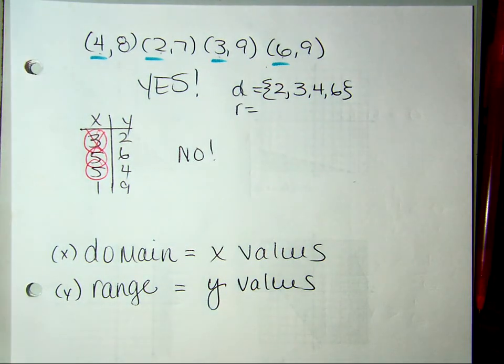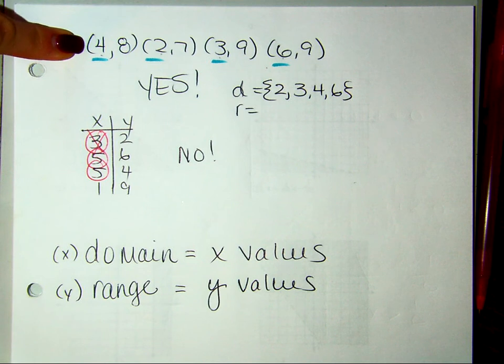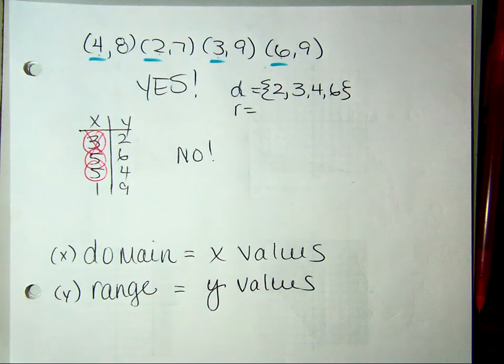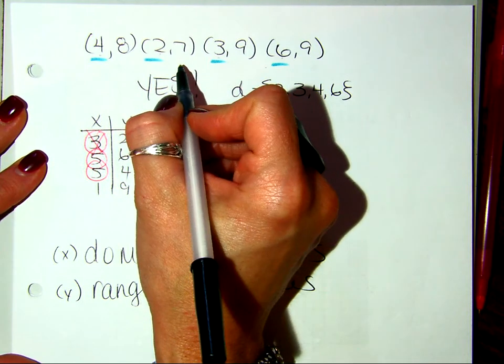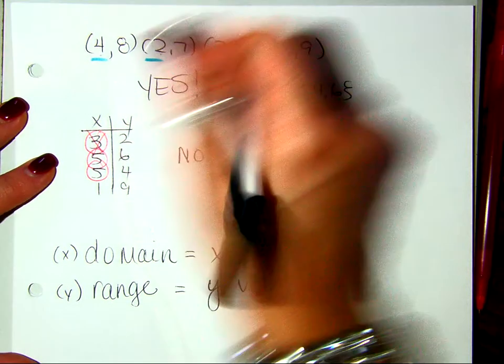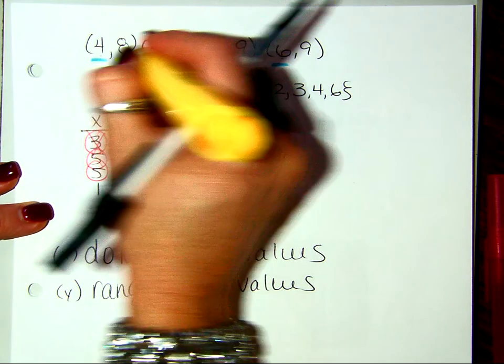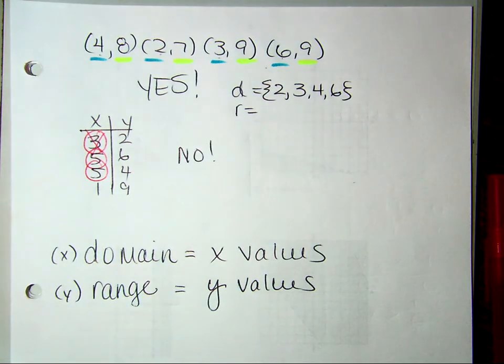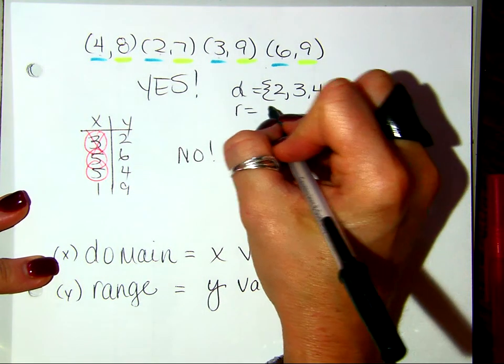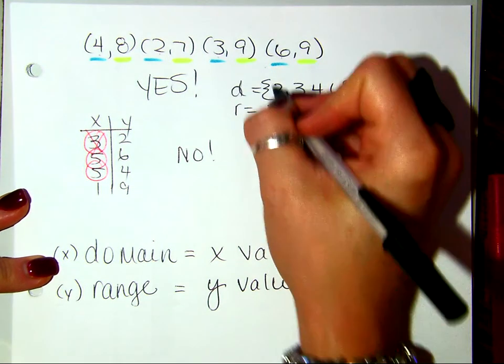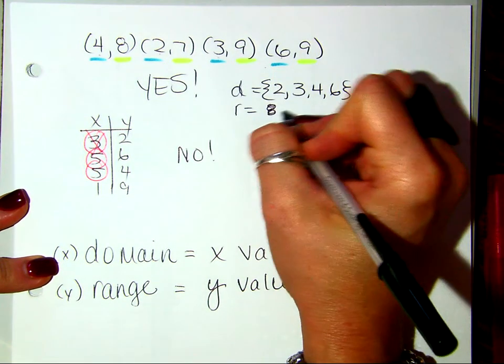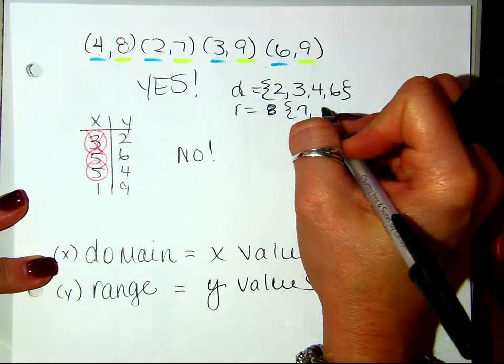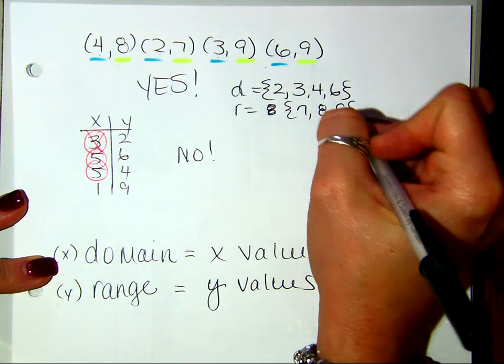Brackets just represent a set of numbers. So the set of numbers for this function has a domain of 2, 3, 4, and 6. The set of numbers for this function that represents the range is the 8, 2, 9, and 9. If you have a repeat, do you have to list it twice? No. So this is going to be, let's do 7 first, 7, 8, and 9. You don't have to list it twice.